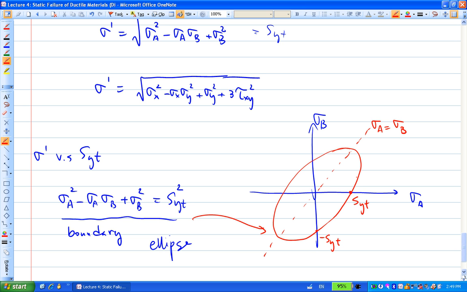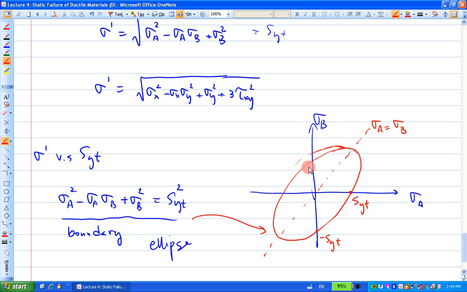Technically, my drawing is not that good here. Maybe it should be a little bit fatter over here. It should be a little bit fatter. Okay, should be a little fatter, but I'll draw that later.